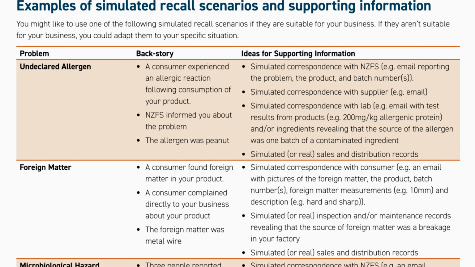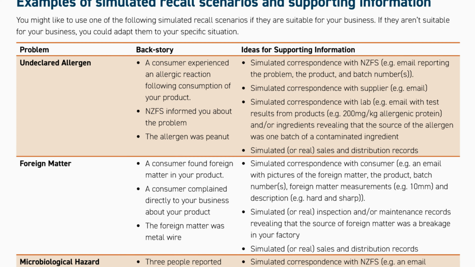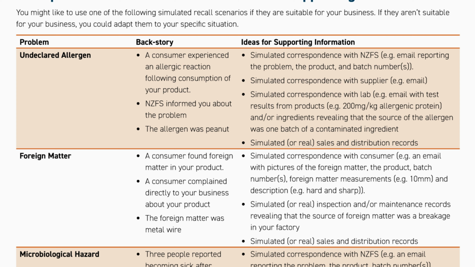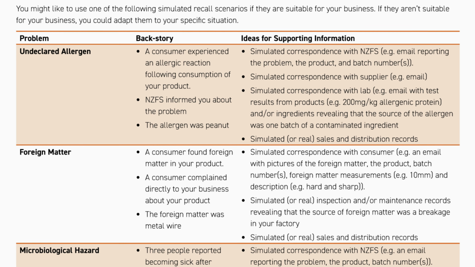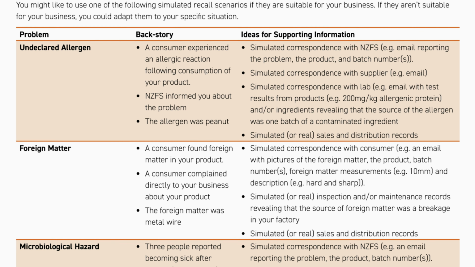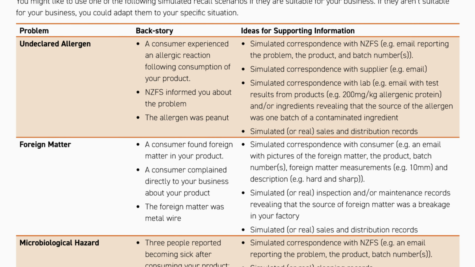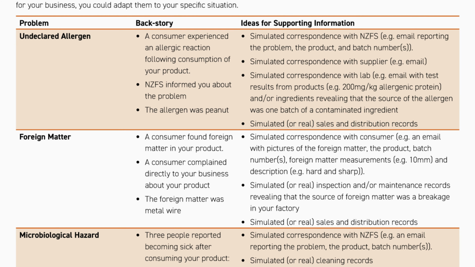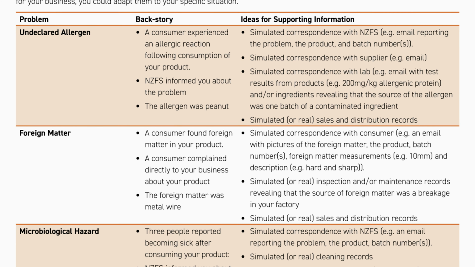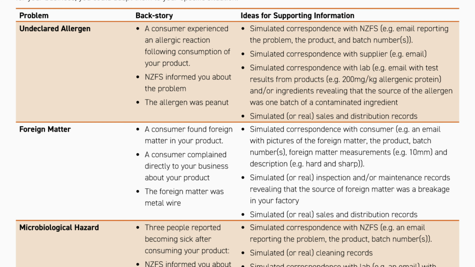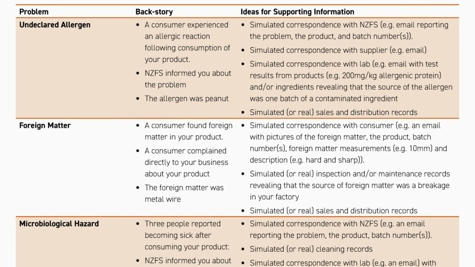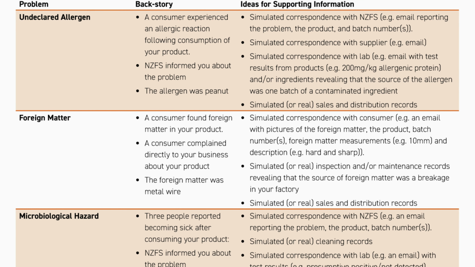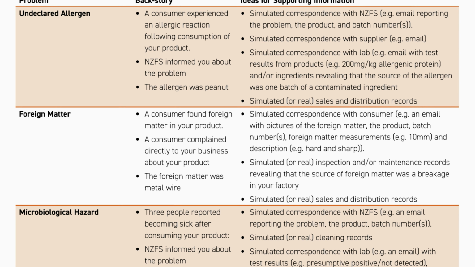The allergen was peanut. Ideas for supporting information. Simulated correspondence with NZFS, such as email reporting the problem, the product, and batch numbers. Simulated correspondence with supplier such as email. Simulated correspondence with lab such as email with test results from products, for example, 200 mg per kilogram allergenic protein, and/or ingredients revealing that the source of the allergen was one batch of a contaminated ingredient. Simulated or real sales and distribution records.